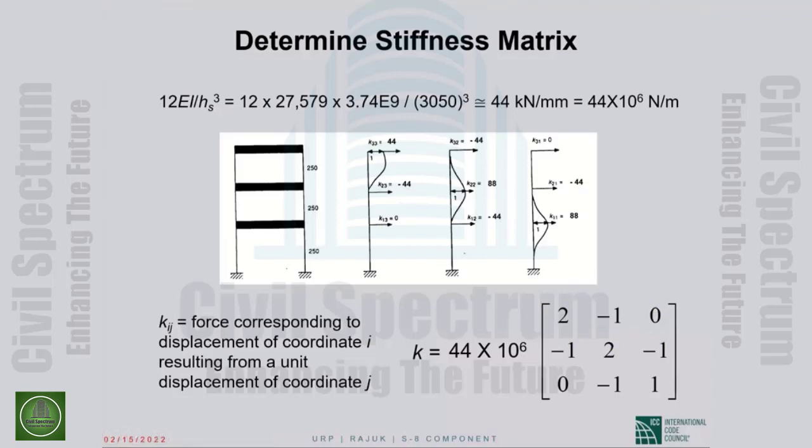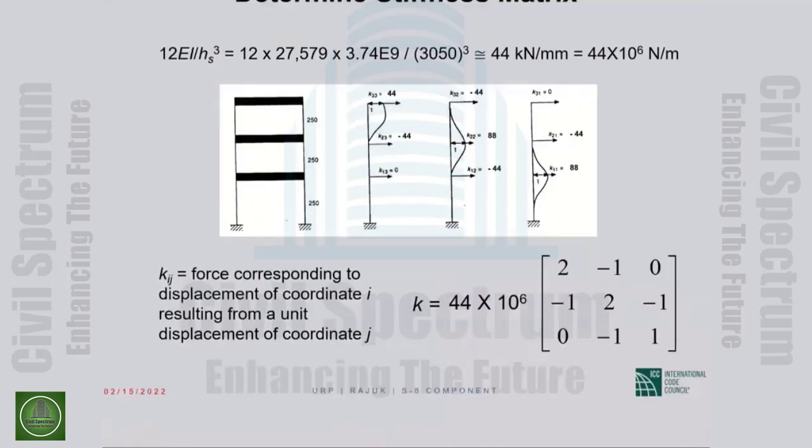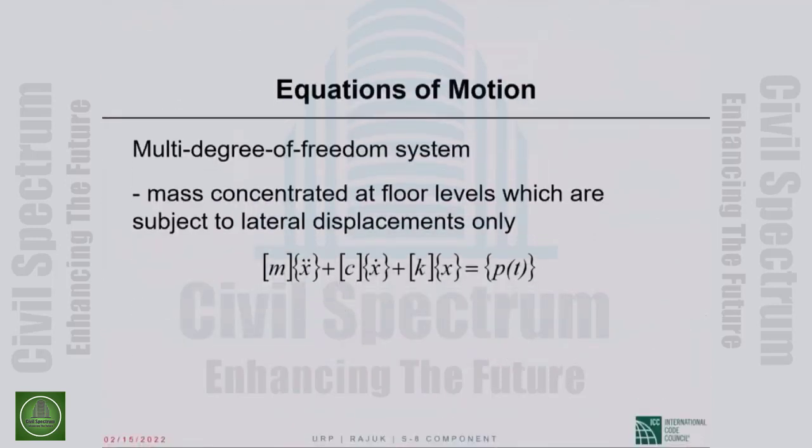Here it looks simple, only translation, only 3 numbers. But if you imagine 3 degrees of freedom per floor and 40 different floors and a complicated configuration, assembling the stiffness matrix is a huge undertaking. Then the equations of motion of multi-degree of freedom systems.